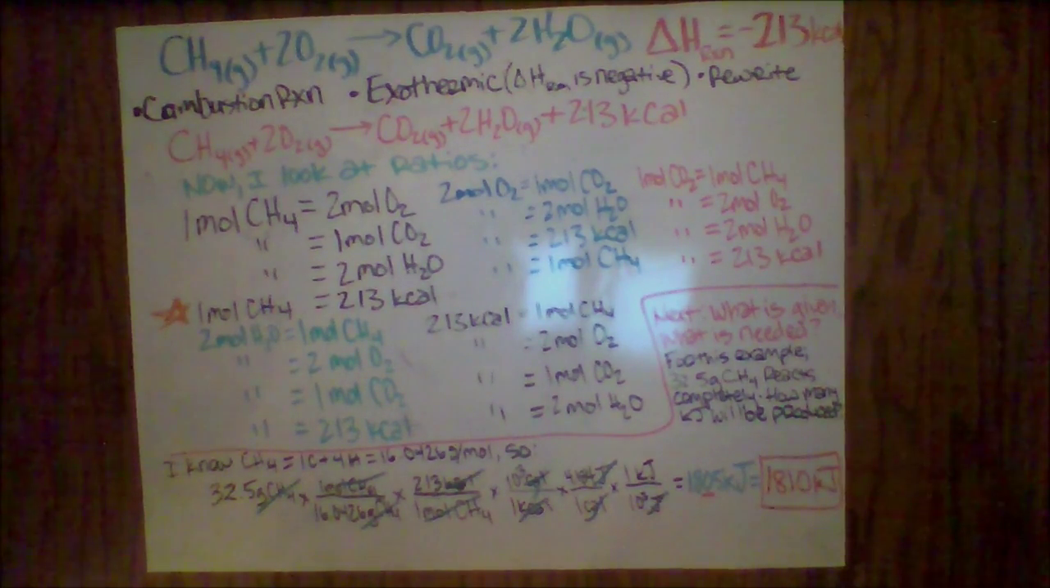So I got 1,805 kilojoules. The number kept going, but I didn't need anything past that because it's only going to be in 3 sig figs due to my given. So I'll round that last one up since it's 5 or greater, and it'll be 1,810 kilojoules would be the answer to that question.